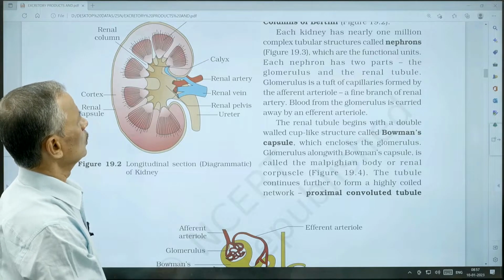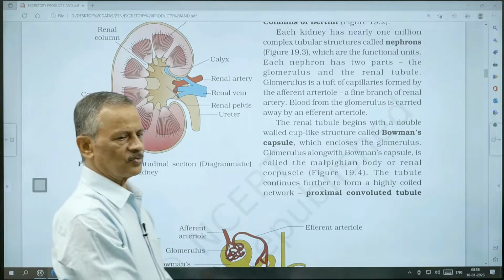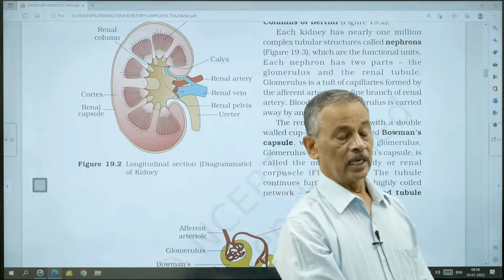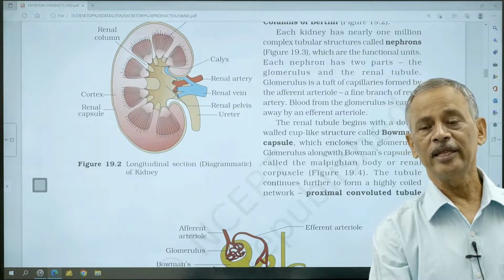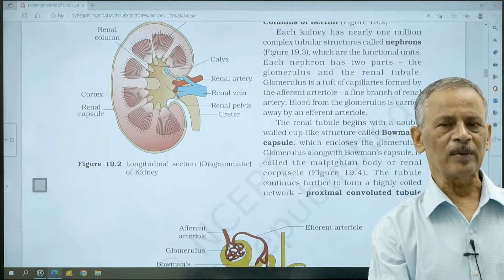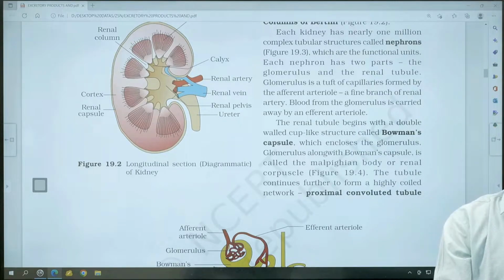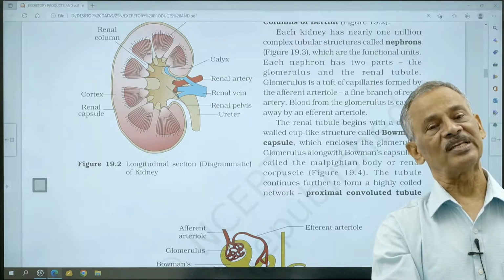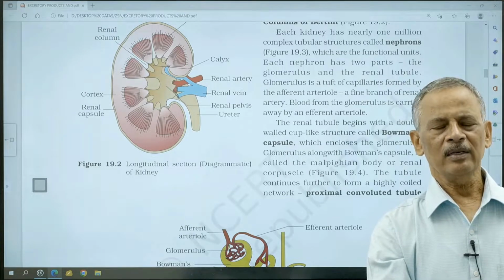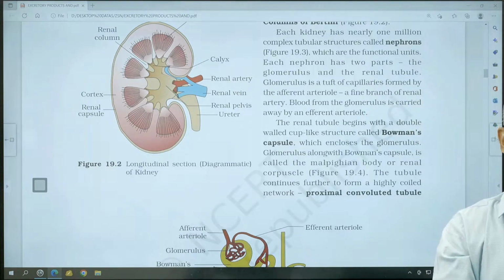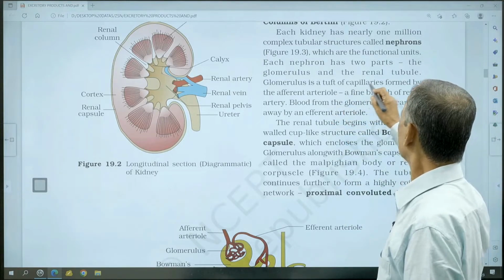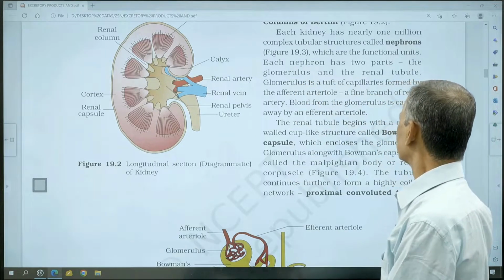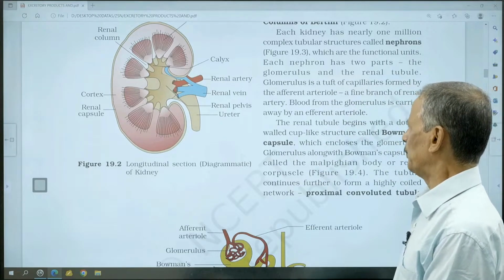Now, each kidney is made up of a large number of very tiny, highly coiled tubes. Each tube is about 3 centimeters long. A million of them will be present in each kidney. They are the structural and functional units of the kidney. They are called nephrons. Each nephron has two parts. One, the glomerulus. Two, the renal tubule.